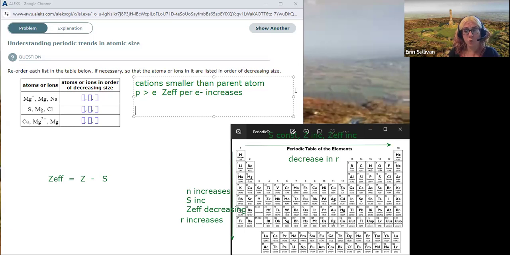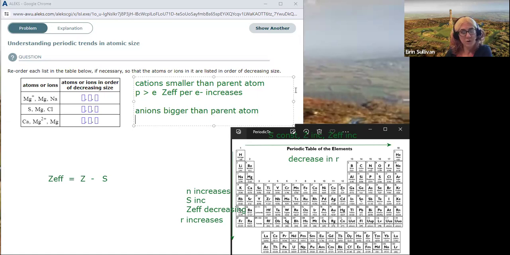They're experiencing a greater than 1 positive charge per electron because there's one less electron to share it between. Okay. Same thing with anions. So anions are bigger than the parent atom. Okay, so you could think of that simply as they've gained one or more electrons, therefore there's more stuff, they're bigger, but we know electrons are tiny. So what's going on there then? Why are they bigger?